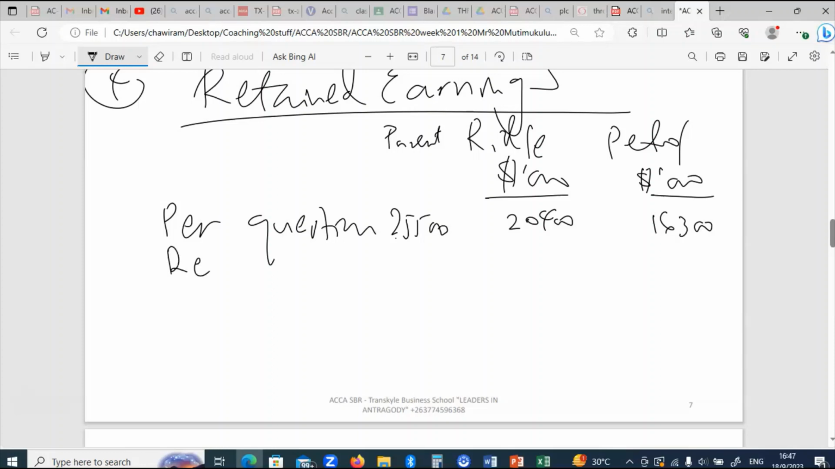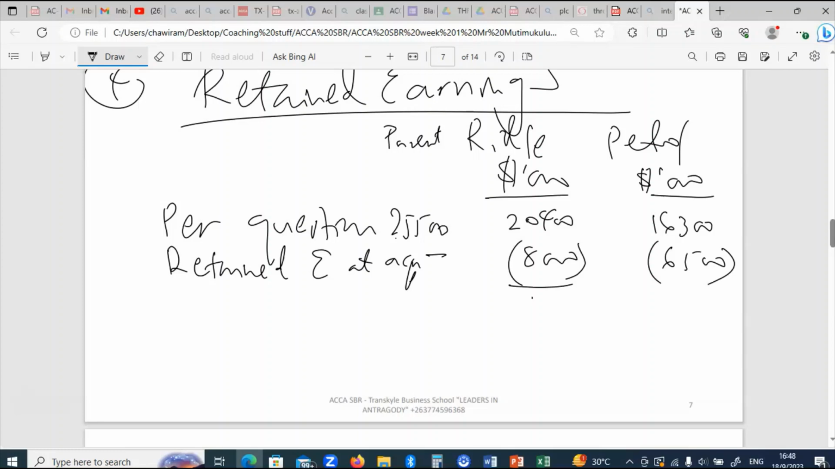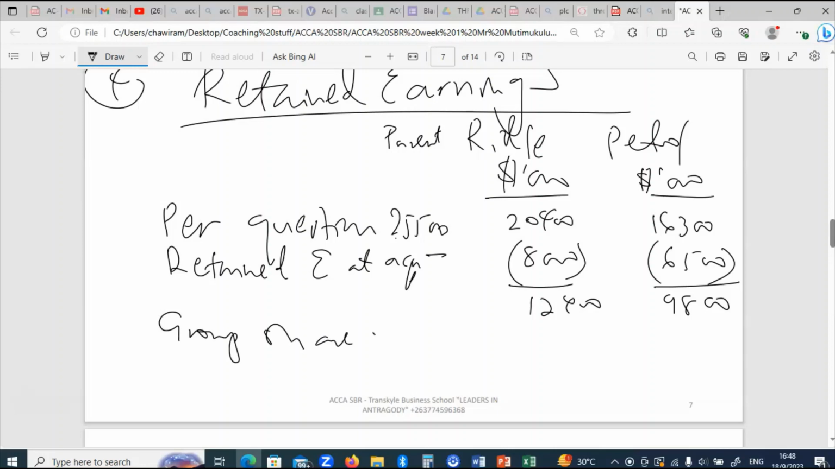Then we have to worry about the retained earnings at acquisition. At acquisition, there is a zero for the parent because the parent cannot purchase itself. But we are told that when we acquired Redo, the retained earnings were 8 million. We need to remove these, and when Petrol was acquired, the retained earnings were standing at 6.5 million. They have to be removed. Then we get 12.4 and 9,800.